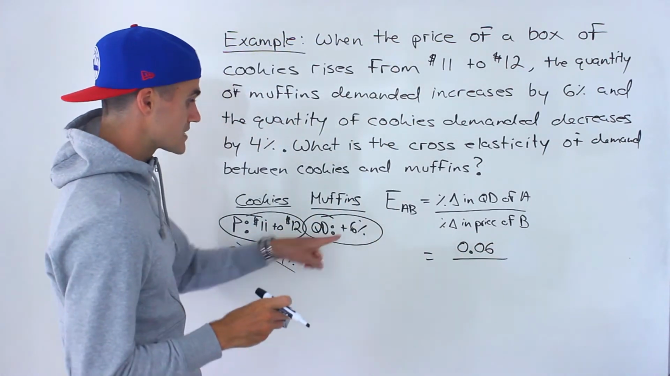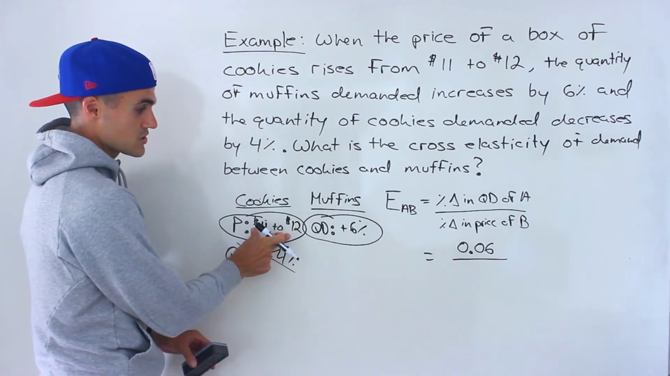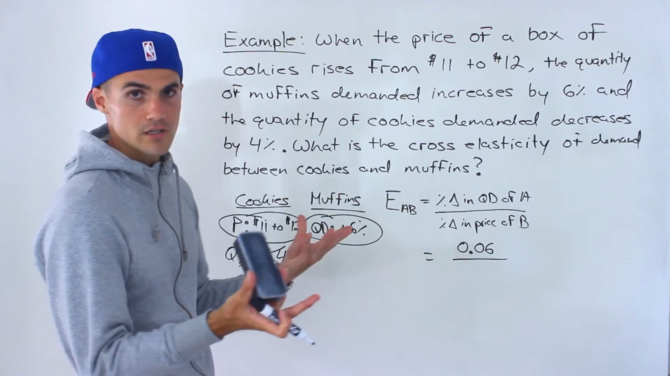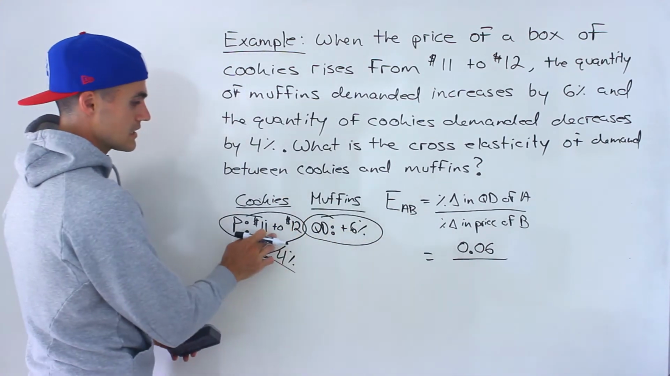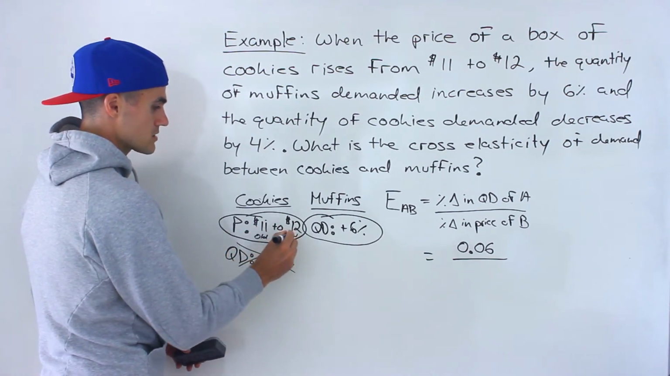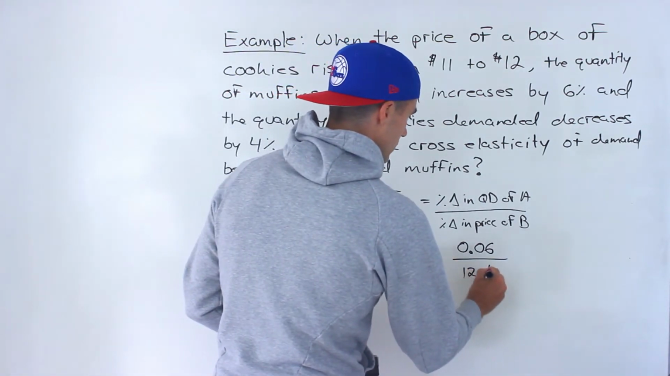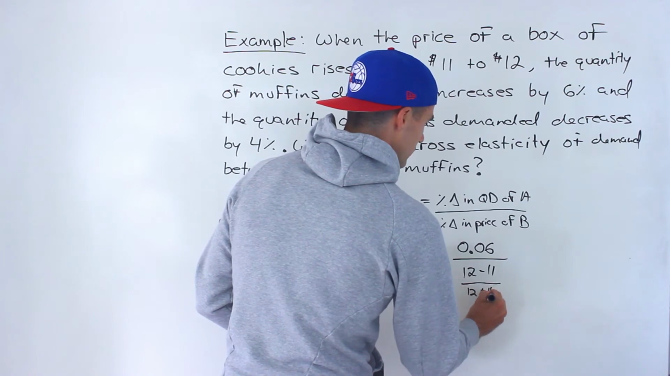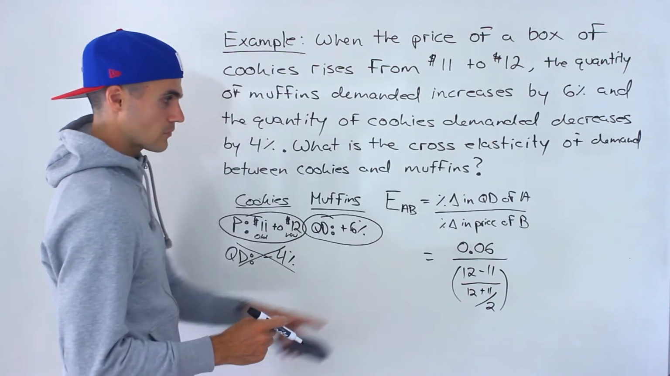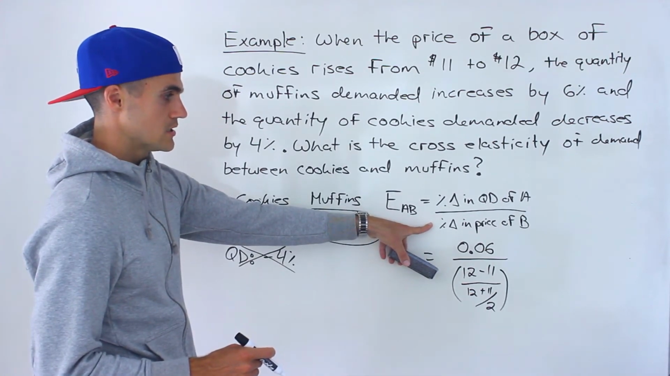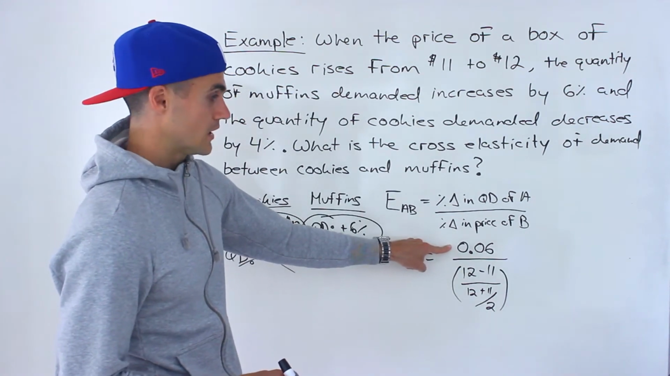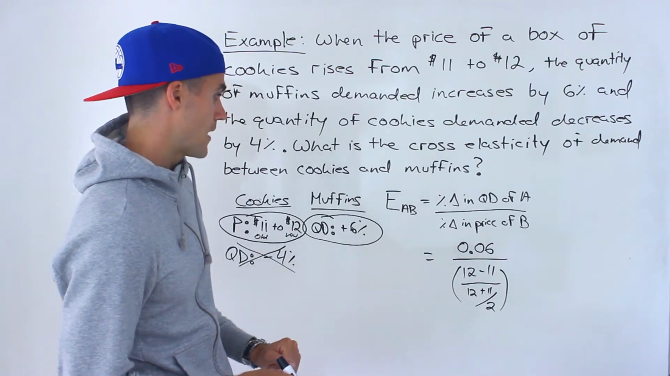Now, if they gave us 6% here, and then over here they gave us a percentage, then we could put both of those percentages in the numerator and denominator because they would be in the same units, quote unquote. But because this here is going to be a fraction, right? We got the old price and then we got the new price. So we got new minus old, so 12 minus 11 over 12 plus 11 divided by 2, the average price. Right? That's how we calculate that percentage change in price. Versus here, it was 6%, but again, it's got to be in the same format, so we got to put a decimal there. So just be careful with that.